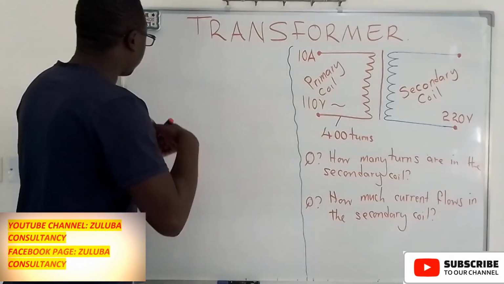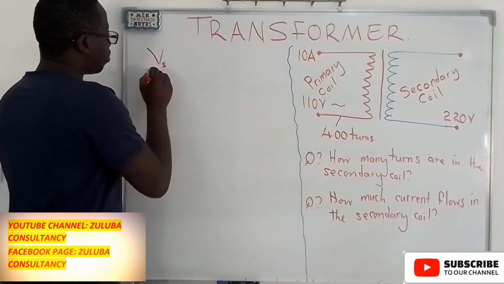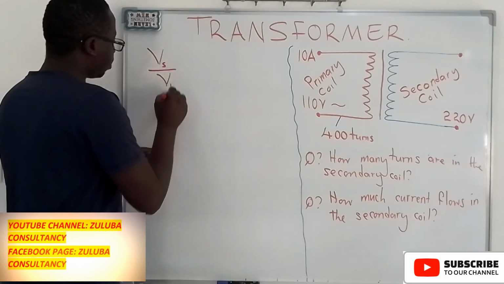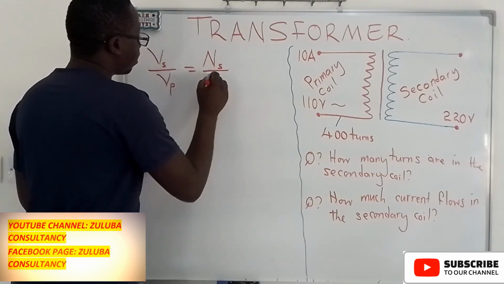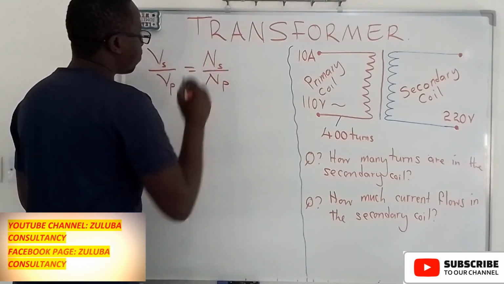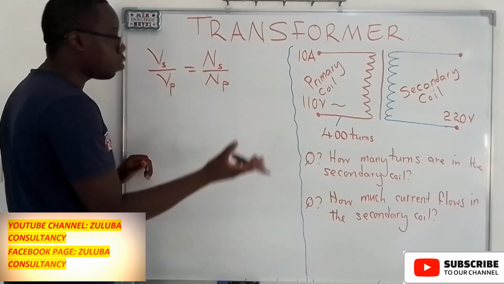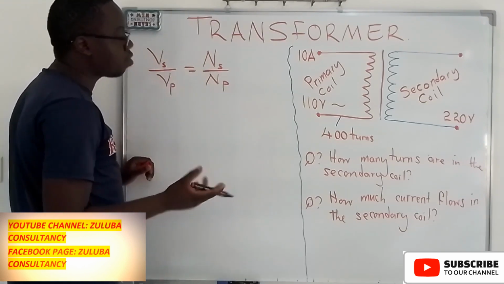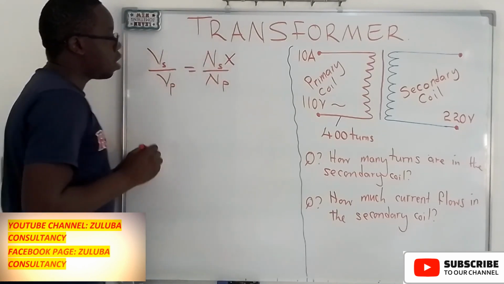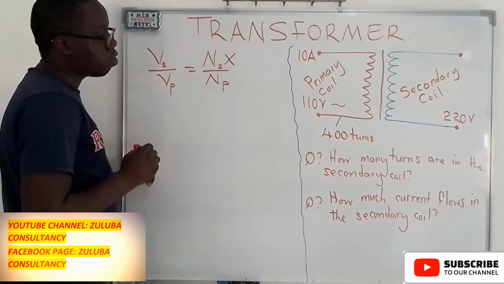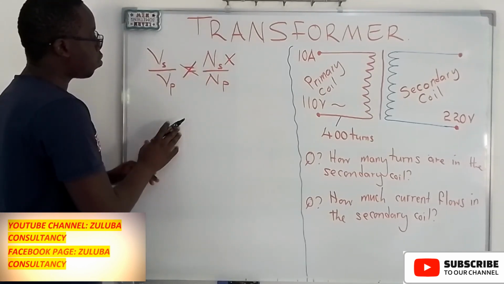The relationship that we have is the voltage in the secondary coil divided by the voltage in the primary coil is equal to the number of turns in the secondary divided by the number of turns in the primary. So the option we can use is to make what we have been asked the subject of the formula. We have been asked the number of turns in the secondary coil, so let's make that the subject of the formula. You can simply cross multiply there.